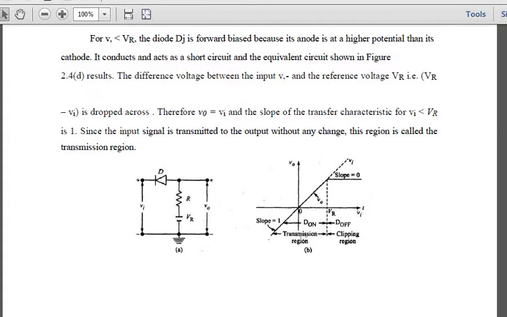See the transfer characteristics here. When the diode is in the off condition, the signal is clipped off. So this particular region is called the clipping region.